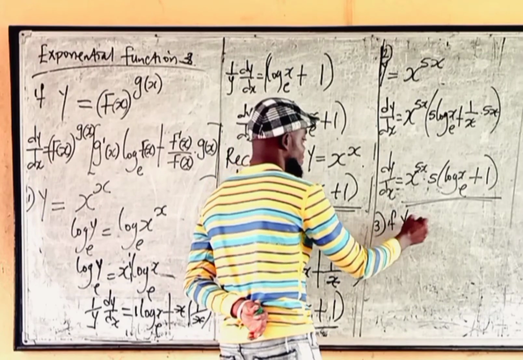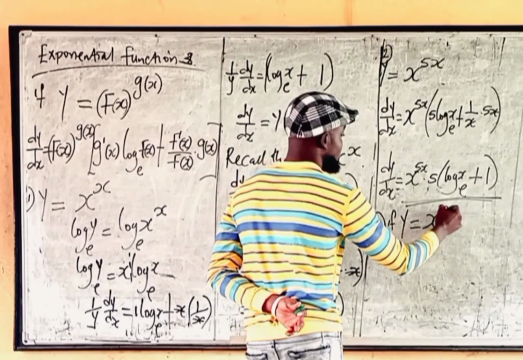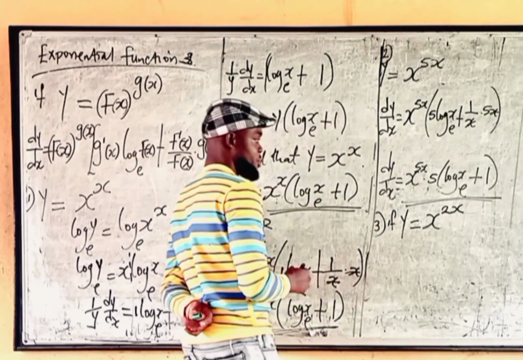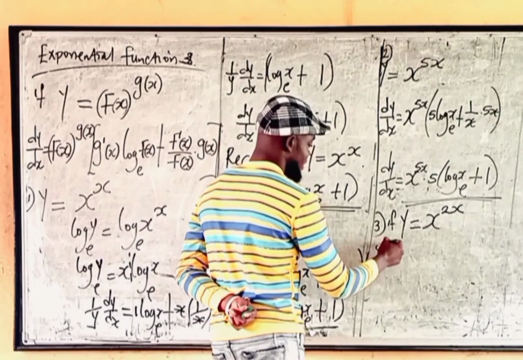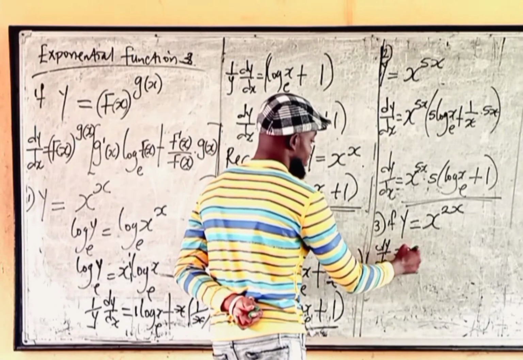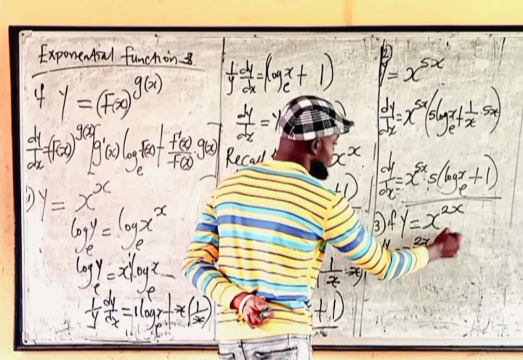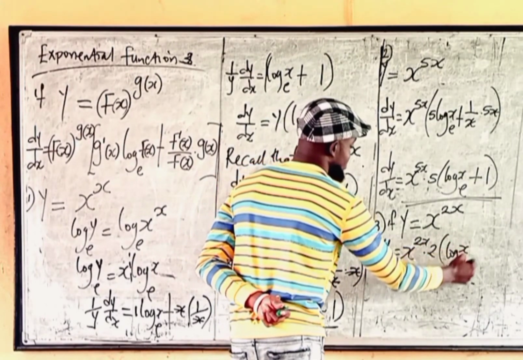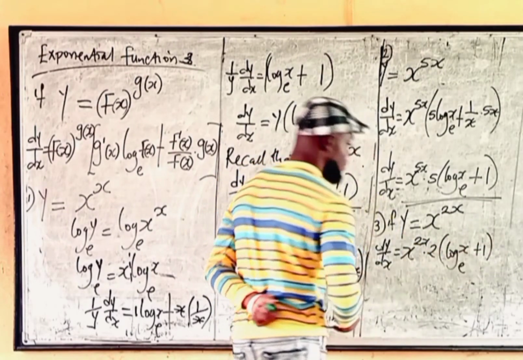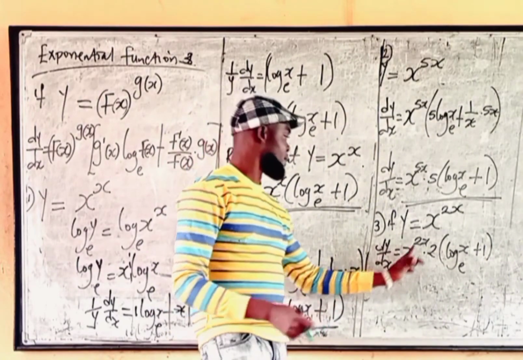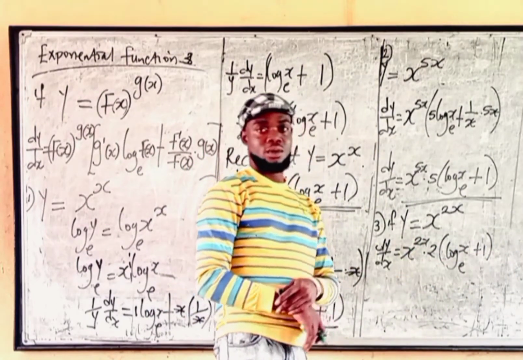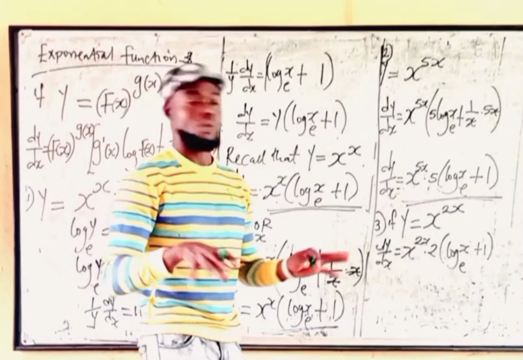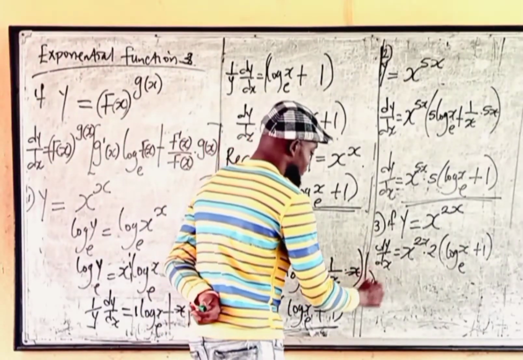If y is equal to, let's see, x square 2x, so the answer, dy over dx, will be x square 2x times 2 bracket log x to base e plus 1. So we also have x power 2x, 2 log x plus 2. It's also possible that way. So we can also try this one, number 4.